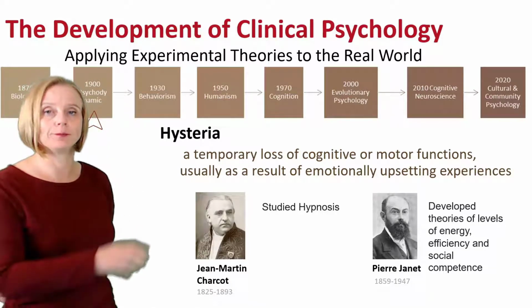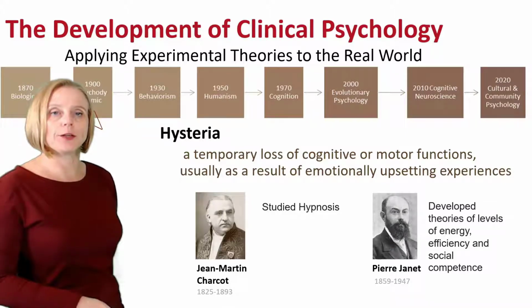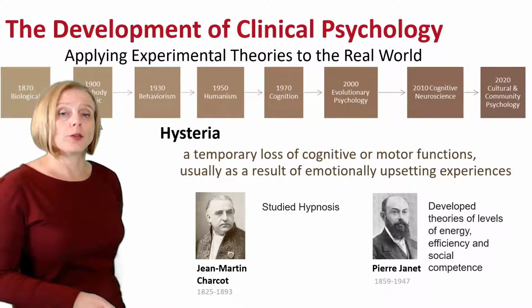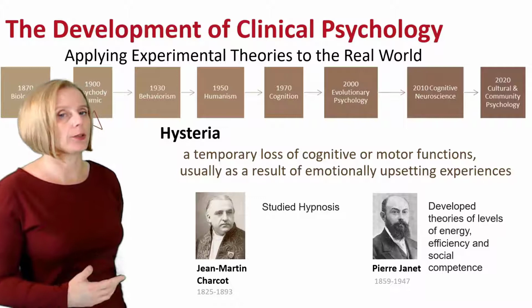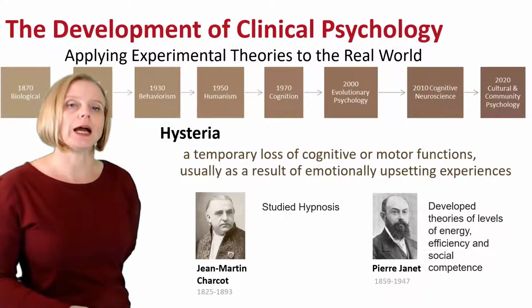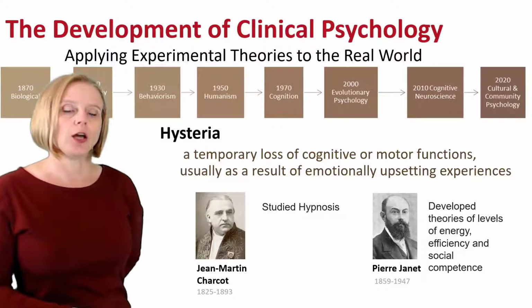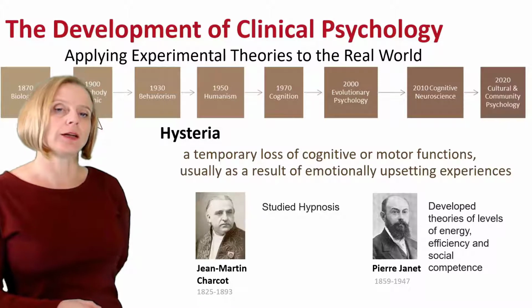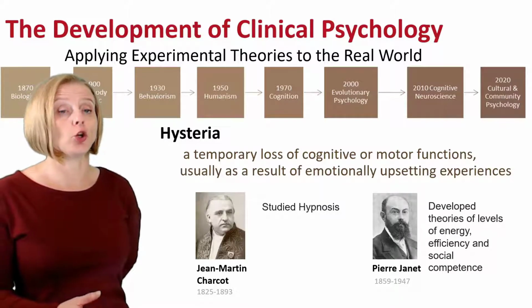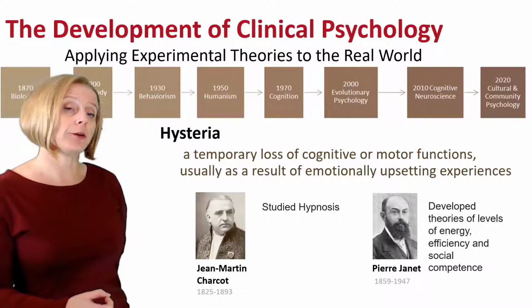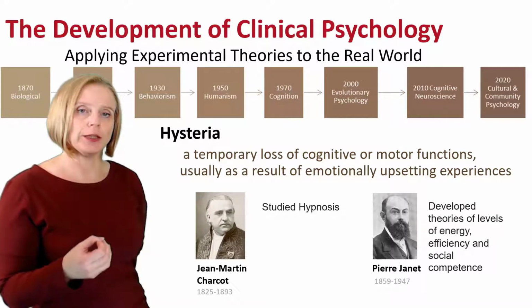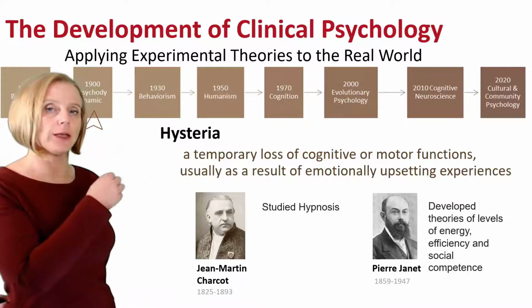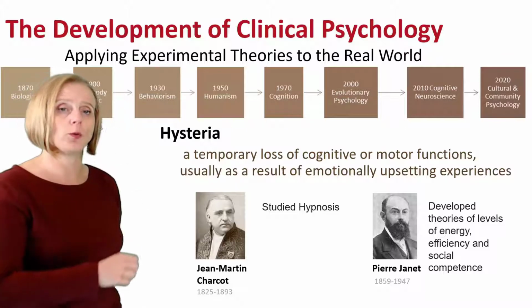At the same time that people were applying experimental theories to the world, people were also attempting to treat patients within the real world. Both Charcot and Pierre Janet treated patients with hysteria. And hysteria is a temporary loss of cognitive or motor functions, usually as a result of emotionally upsetting experiences. Charcot attempted treatments utilizing hypnotic therapies, whereas Pierre Janet, who was ahead of his time, utilized theories involving a person's level of energy, their efficiencies, their social competencies to treat hysteria. Now, there were other psychodynamic theories that were popular at the time, such as those of Freud, which I won't really be addressing much in this class.